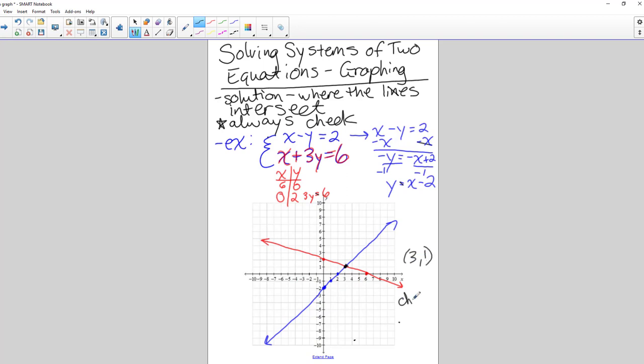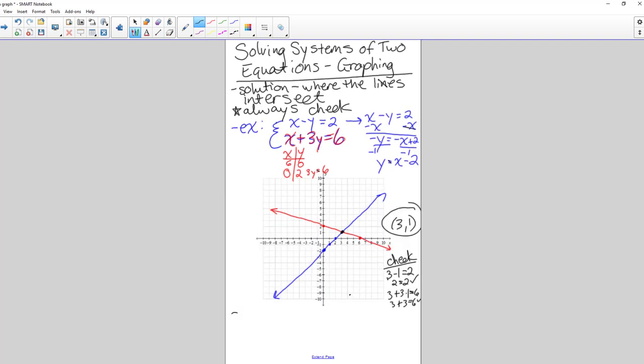So let's do a check to make sure this is our solution. So 3 minus 1, yep, 2 equals 2, that checks out. And then let's check the second equation. 3 plus 3 times 1. 3 plus 3, yep, that's 6. That checks out too. So it's good to always check, especially with graphing. So we got the correct answer of (3, 1) by finding where they intersect.